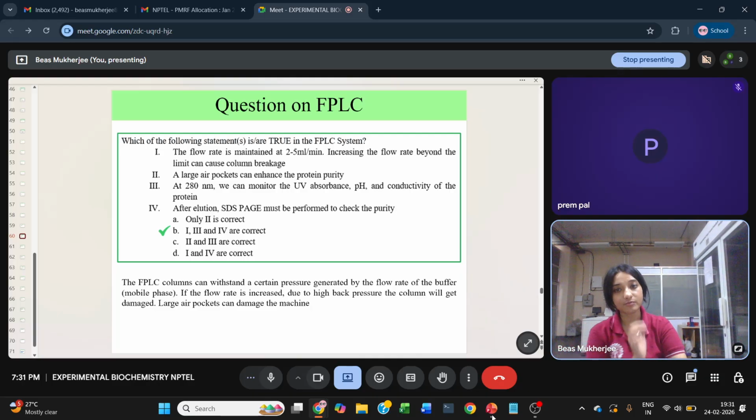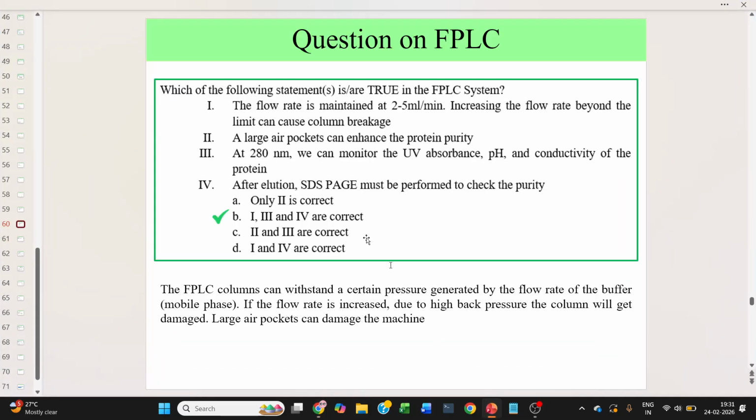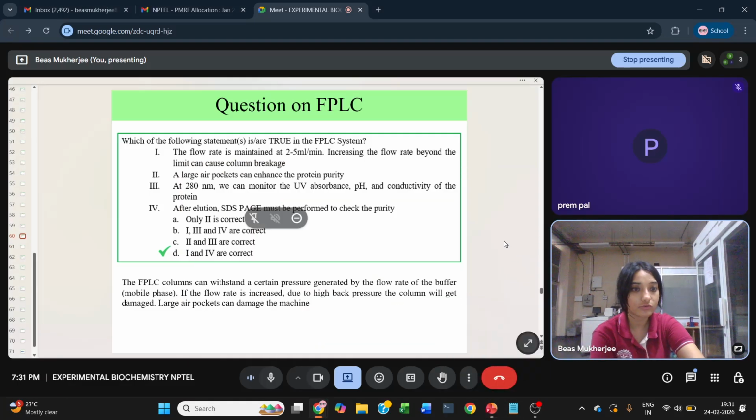Okay, so in FPLC, we monitor the UV absorbance at 280 nanometer. We check the pH and the conductivity of the protein. So I'm not sure if we can monitor the pH, because we can monitor the pressure. So I think, no, then 1 and 4 would be the right answer. So you're correct. We cannot check the pH in the FPLC, but we can check pressure. So I'll change this, because 1 and 4 would be the right answer.